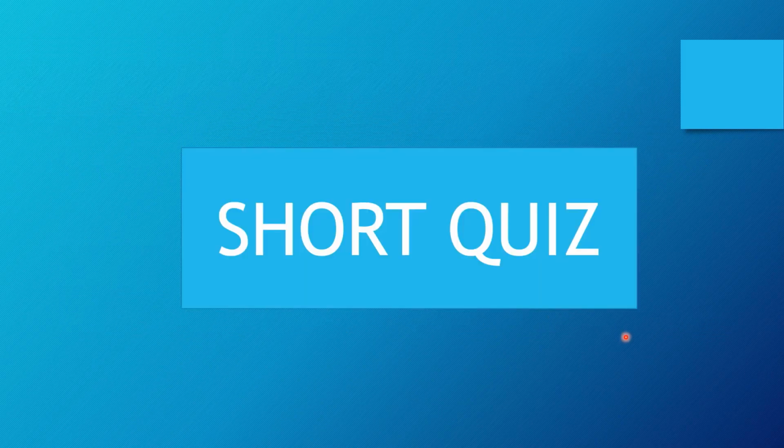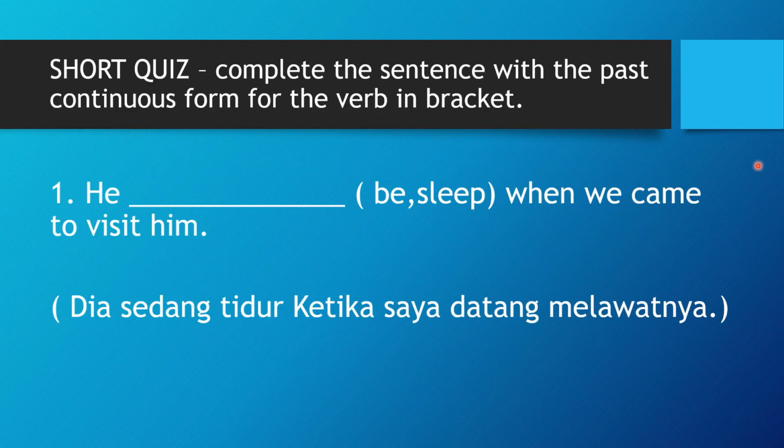Okay, so I hope you understand how to use the past continuous in your sentence. Next, why don't we test your understanding? Let's answer this short quiz. Okay, number 1. Let's read the instruction. Complete the sentence with the past continuous form for the verb in brackets.